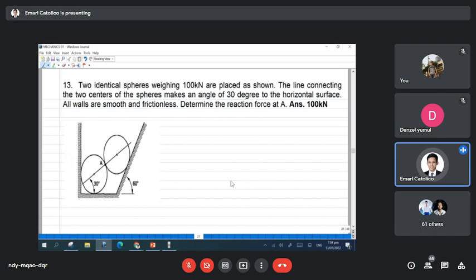So pwede natin siyang gamitan ng, ang magandang approach dito, Eton method. So etong dalawang sphere, may mag-apply na weight, tama? Which is 100 kilonewton. Okay? So kung meron kang weight, meron ka dapat normal force. Then, since meron kang point A dito, dapat meron din siyang reaction at point A. Okay? So kung napansin nyo, tatlong force, pwede tayong gumamit ng polygon method.